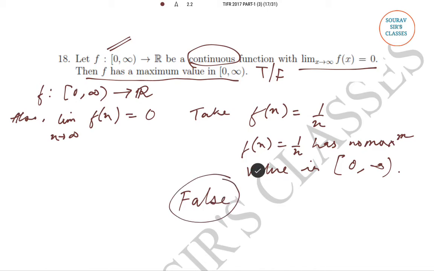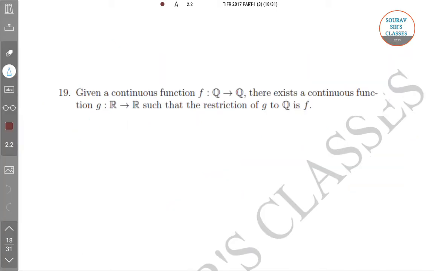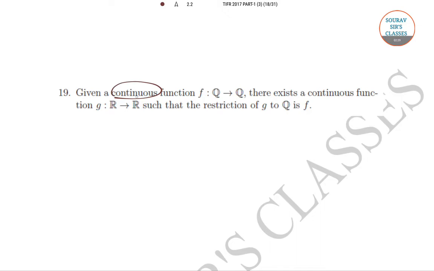Now let's move on to the next question. Here comes the next question, question number 19. In question number 19, it has been said that given a continuous function f which goes from Q to Q, where Q denotes the set of rational numbers.